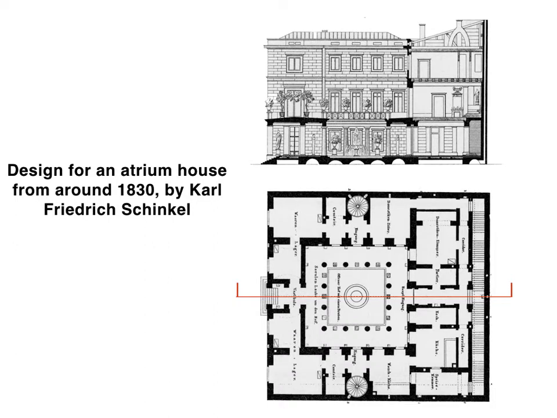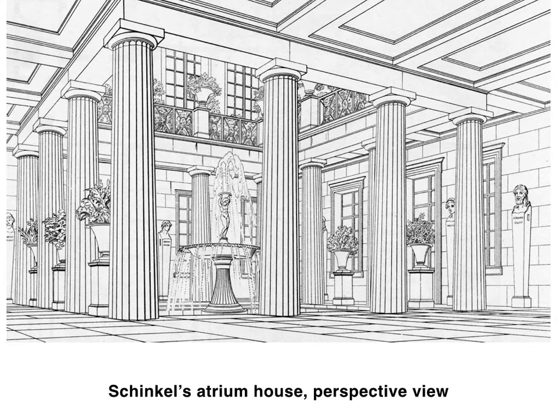Leaving the Renaissance, we now leap into the early 19th century. This is a design for an atrium house from around 1830, designed by a Prussian architect called Carl Friedrich Schinkel for a site in Berlin. Sadly, the house was never built, but here is a perspective drawing showing what the atrium would have been like.